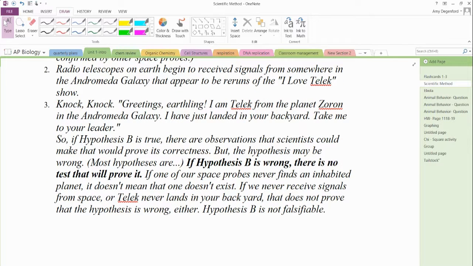Knock, knock. Greetings, Earthling. I am Telek from the planet Zuron in the Andromeda galaxy. I have just landed in your backyard. Take me to your leader.